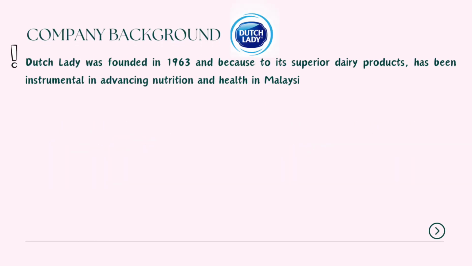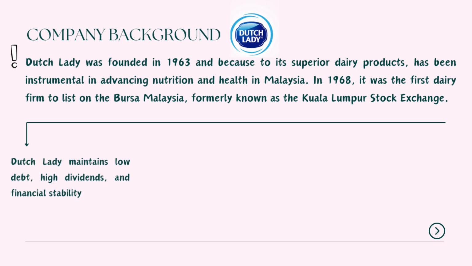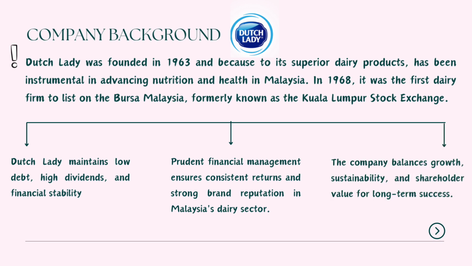Dutch Lady Milk Industry is Malaysia's leading dairy company, founded in 1963 and the first dairy firm to list on the Bursa Malaysia, formerly known as Kuala Lumpur Stock Exchange. The relationship between capital structure and dividend policy of Dutch Lady Milk Industries Berhad is low debt levels and high dividend payout, which means Dutch Lady can allocate greater earnings to dividends without compromising its financial stability because of its comparatively low reliance on debt. The business consistently provides returns to shareholders and maintains its reputation as a reliable brand in Malaysia's dairy sector because of its prudent financial management. And Dutch Lady exhibits a significant dedication to long-term success by striking a balance between growth, sustainability, and shareholder value.